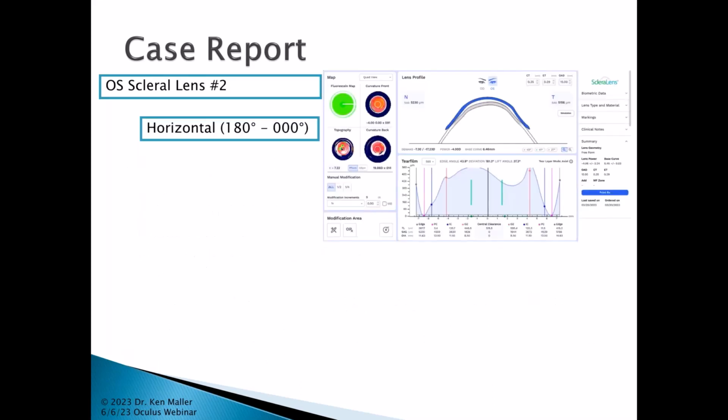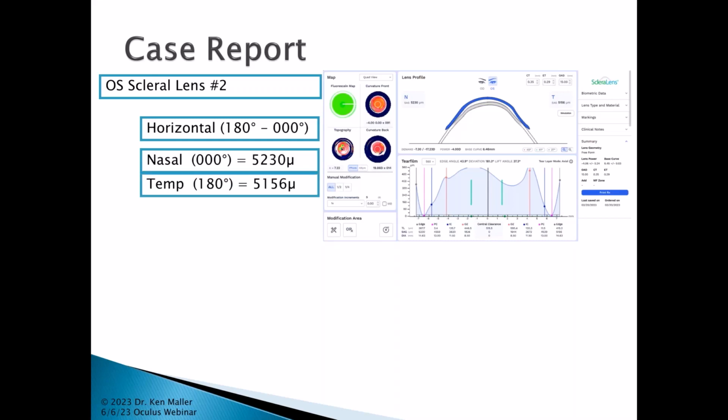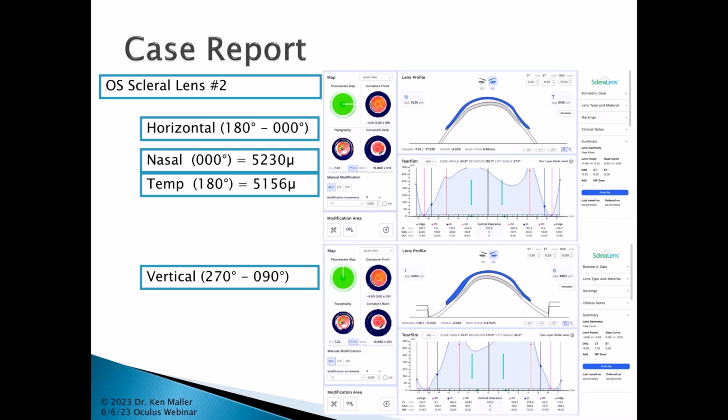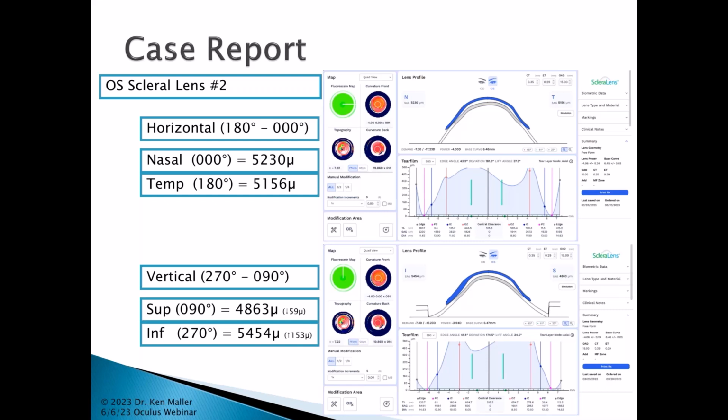On the second pair, I went ahead and took a look at the horizontal. We have, again, 5230 and 5156 on the nasal and temporal. And on the vertical, you can see I decreased the superior sag and increased the inferior sag. So on top of the 400 difference we had, now we had about a 600 micron difference between the top and the bottom.